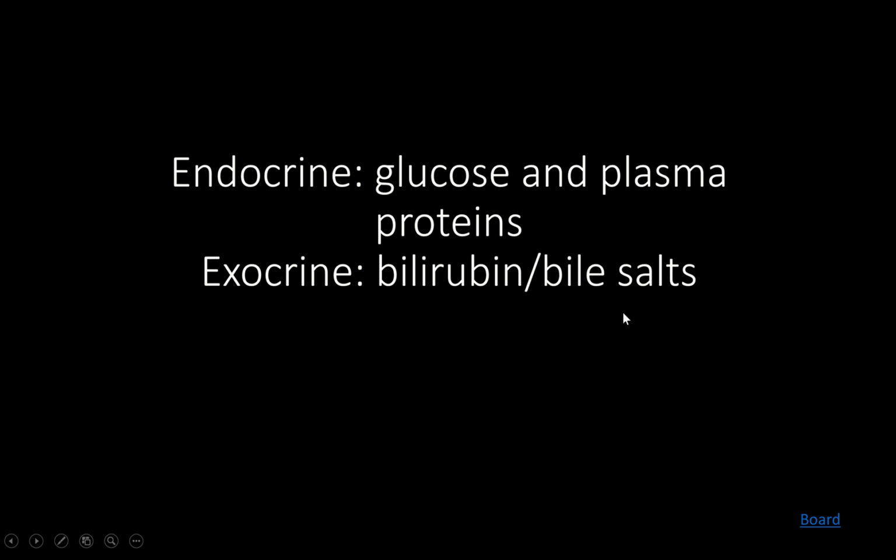Exocrine secretions are going to be going into the digestive system, so that's going to be things like bile, right? So what's in bile is bilirubin and bile salts are the main constituents of bile, okay? And those are not going to go into the bloodstream, right? They're an exocrine secretion, not an endocrine secretion. So just keep that in mind.